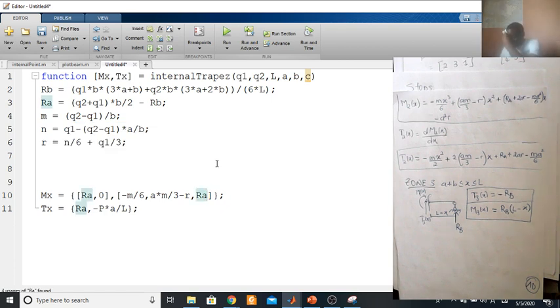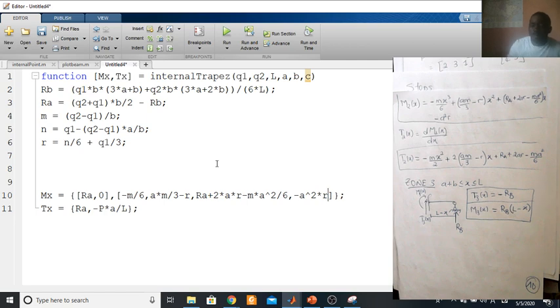Plus 2 times A times R, okay, minus M times A squared, all of that divided by 6. Okay, good. So that's the term in x, right? And then there's one last term as a constant, negative A squared times R. And that does just that. Good. So that is for M of X for zone 2.